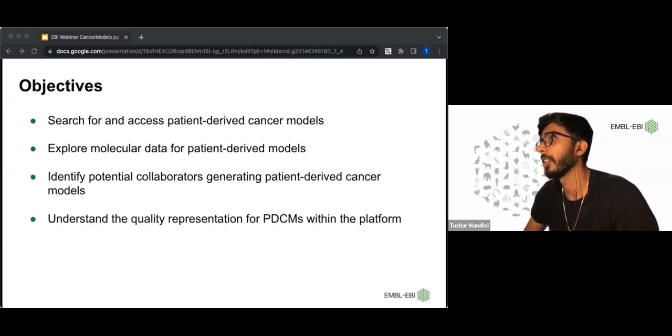Before we start, let's have a look at the objectives of today's presentation. After the presentation, you will be able to search for the patient-derived cancer models of your interest. You'll be able to explore their associated molecular data, identify potential collaborators who generate these models, and understand the quality representation of the PDCMs within the platform.